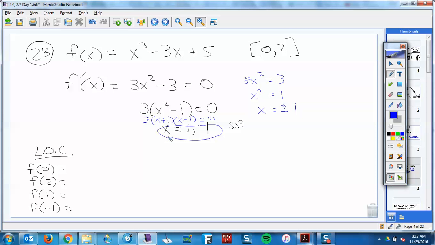Now, if you had a 3x out there, then you'd have x equals 0 as another point, but it's just 3, and 3 doesn't ever equal 0. So our stationary points are plus and minus 1, and our endpoints are 0 and 2, so I'm going to plug those into the function.